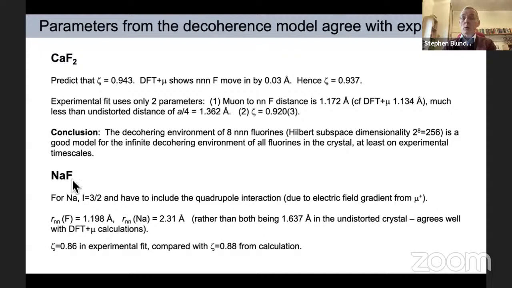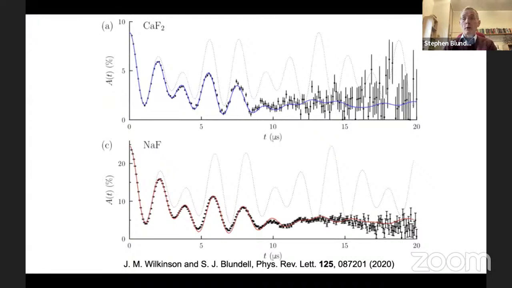Sodium fluoride is a bit more complicated because we have to include the quadrupole interaction on the sodium ions. We can't ignore the sodium ions in the way that we can ignore the calcium ions in calcium fluoride. So again, just to stress, calcium fluoride and sodium fluoride are not magnetic. They're not interesting materials for magnetism. They're rather boring for electronic magnetism. But all of the nuclear interactions we can model now, and we feel we have a very good understanding of this.